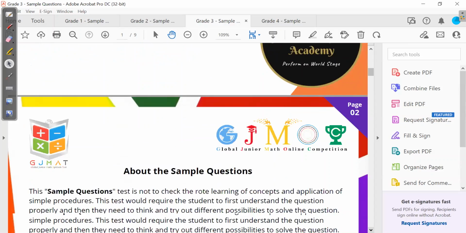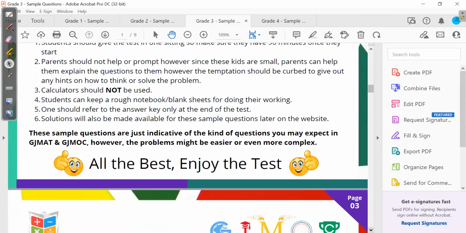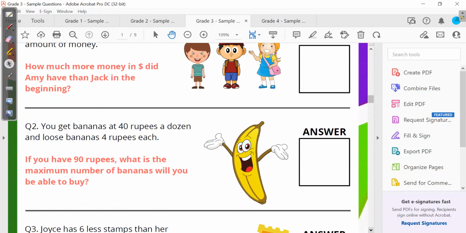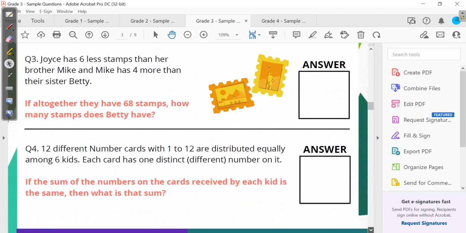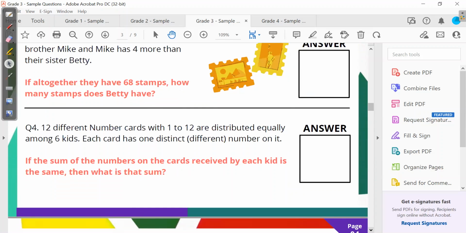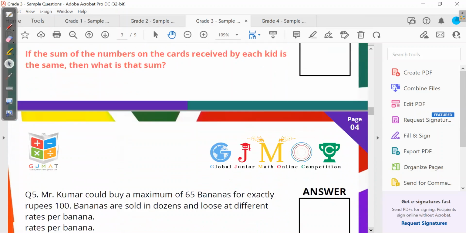So we'll do two questions from this question paper and two from the grade 4 paper. We have already done up to question 4 in the last 2 weeks, so we are going to do question 5 and question 6.